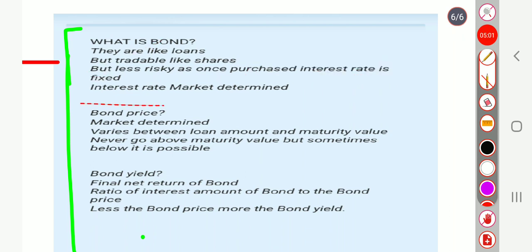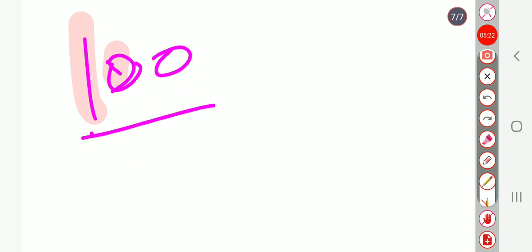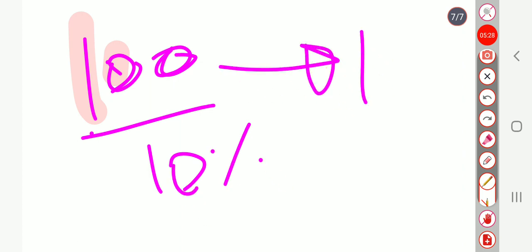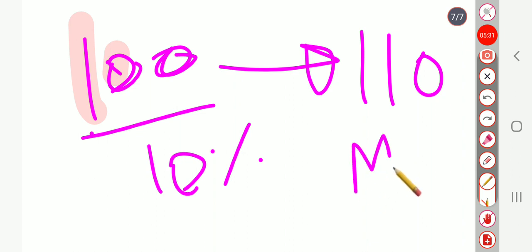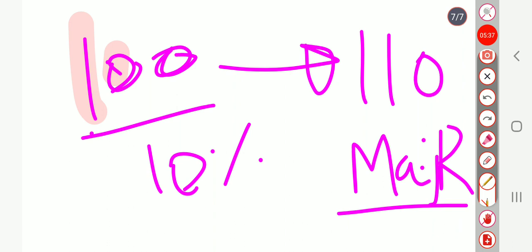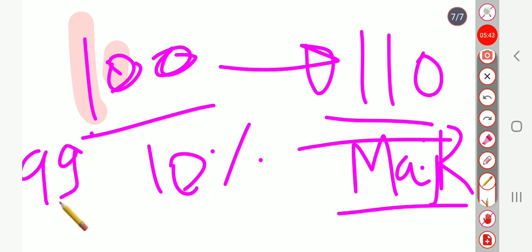the interest rate is fixed and the interest rate is market determined. I would explain how the interest rate is fixed like this. For example, the bond was of 100 rupees. Wait, I have to take the pencil again. The bond was of 100 rupees. Then it has 10% interest for 1 year. So it is to be 110 at maturity. In between, the last amount will be 110, and the minimum can go below 99 as well.